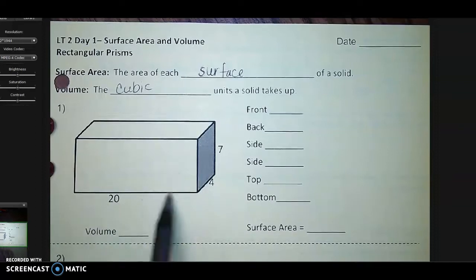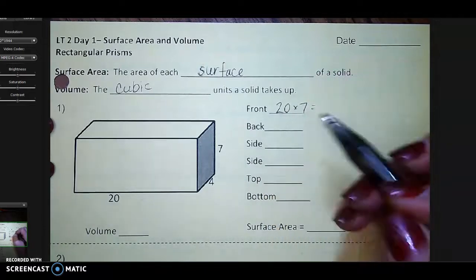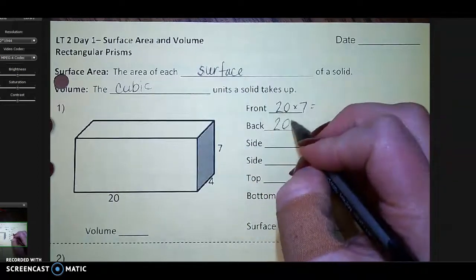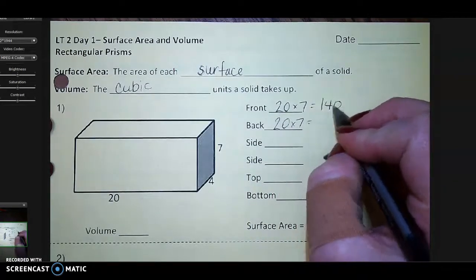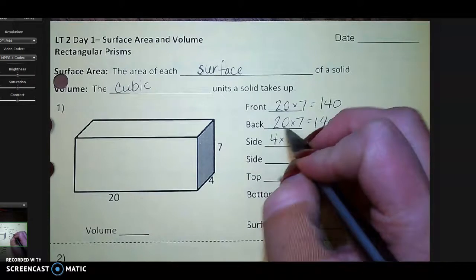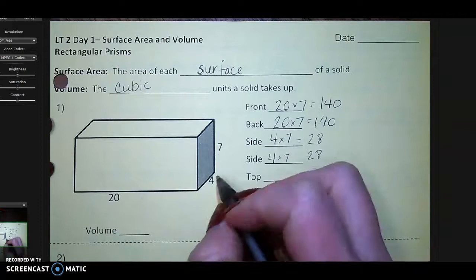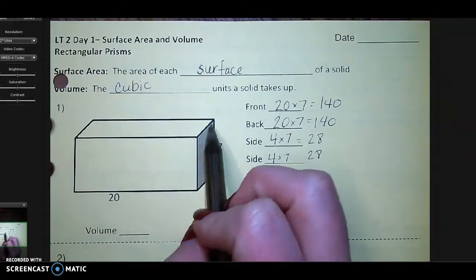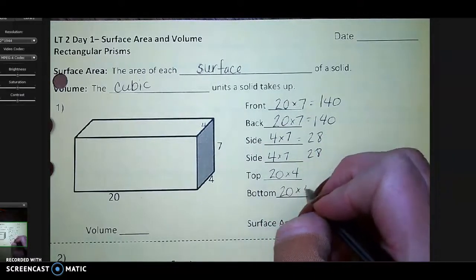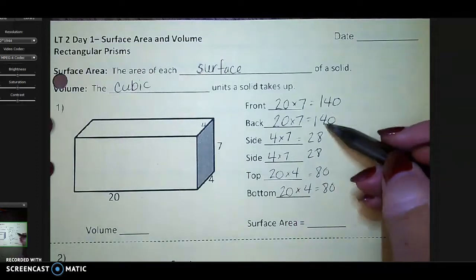So what we're going to do is we're going to look at finding the front, which would be 20 times 7 would be the area of this rectangle right here. Now because it's a rectangular prism, that means the front and the back are the same. So those are both 140. The sides are 4 by 7. And once again, those are the same. So I have 2 of them. My top is 20 by 4. And once again, my bottom is the same. So those are all going to be 80. So then I have to add these together.